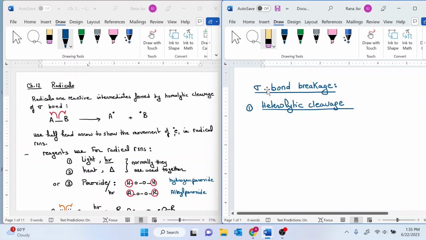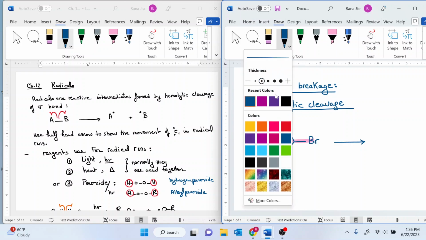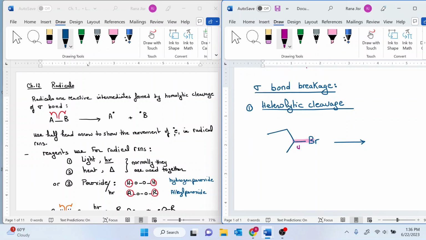There are two ways to break a sigma bond. The first method is heterolytic cleavage, which we went over in most of our reactions in Organic One. So let's say you had a molecule and you want to break its carbon-bromine bond. The definition of heterolytic cleavage is that the sigma bond is broken in a way that the two electrons of the sigma bond are transferred to the bromine.